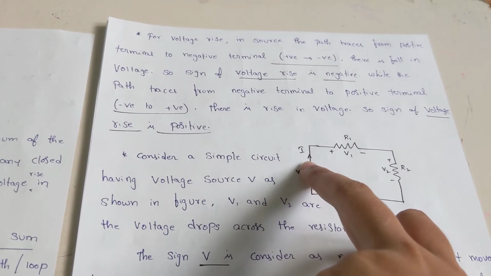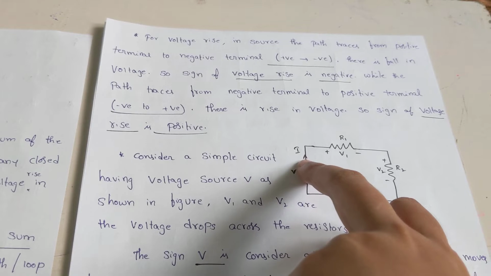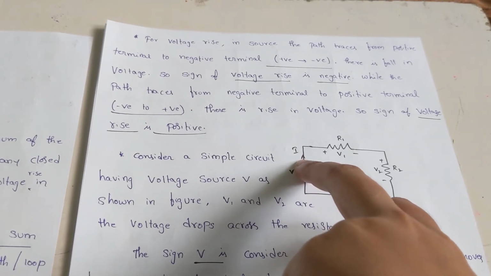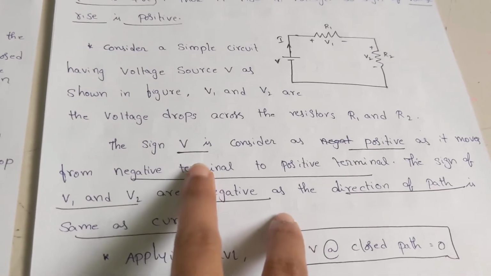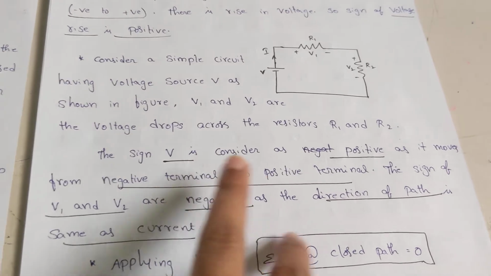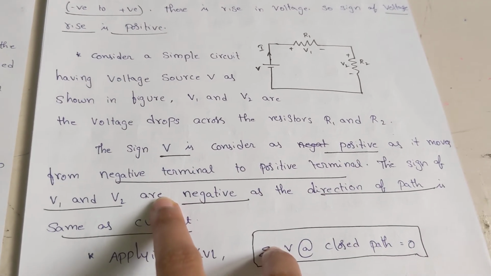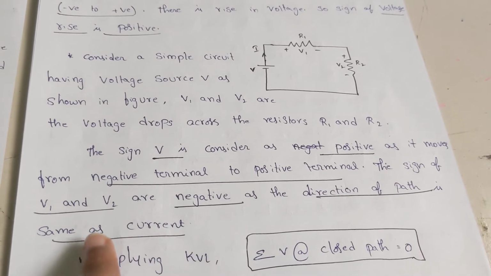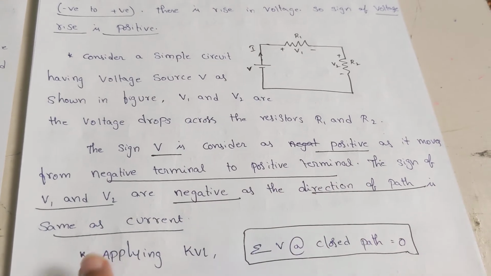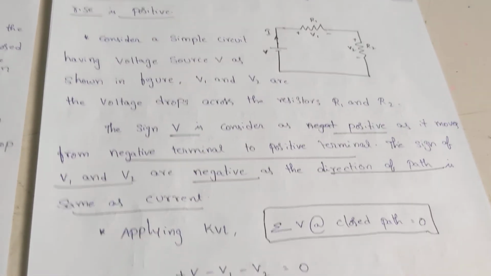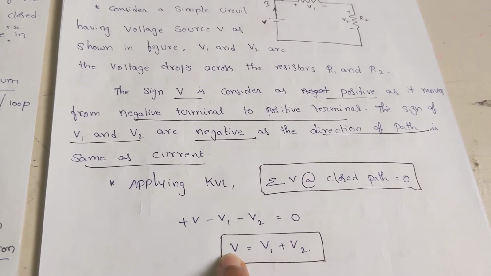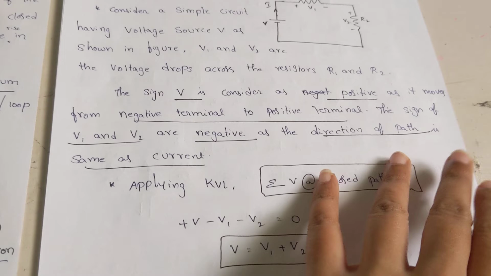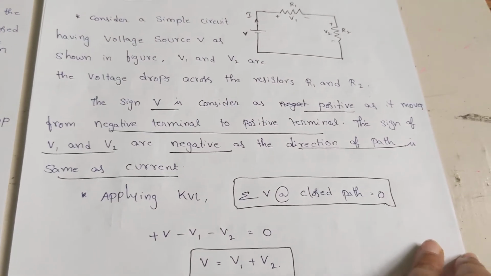Similarly, if the path is in the same direction as the current, the voltage drop notation is negative. The same thing is explained here. The sign of the source voltage is positive because it is traveling from the negative to the positive terminal, and the signs of V1 and V2 are negative because they are in the same direction as the current. When I apply this, the applied voltage is equal to the drops, as per my theory.